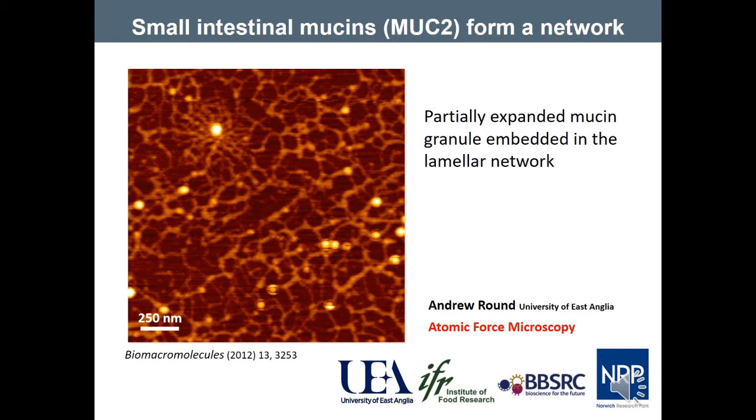Here is an atomic force microscopy of MUC2 mucin granules that already expanded to some extent. Inside the granule, the mucins are packed due to calcium-dependent cross-linking, and under physiological conditions of the gut, the expansion of the granule requires an increase in pH and also the removal of calcium.